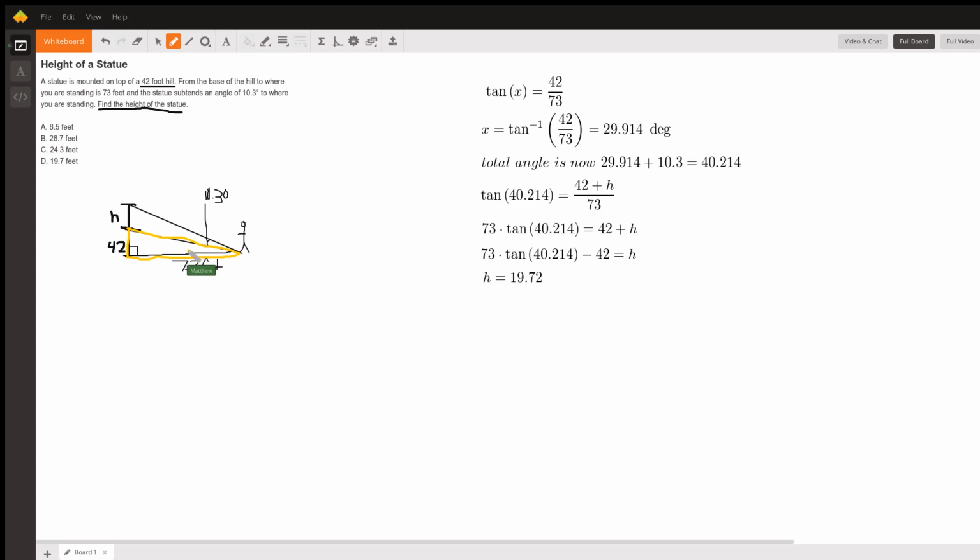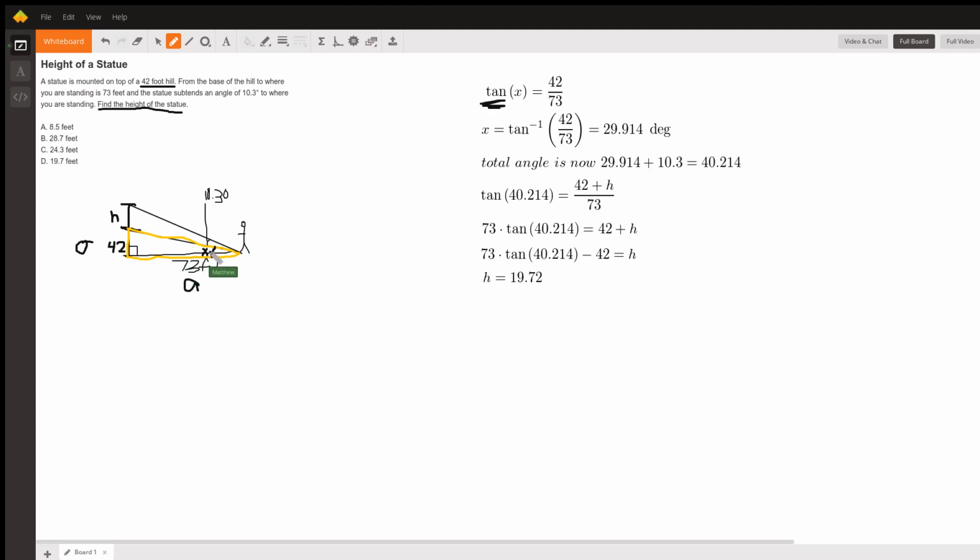Okay, so we have two sides, but we don't have this angle. That angle is really important for us, so let's try to figure out what it is. Let's call it x. In order to find x, we need to use our two sides. We know that 42 is the opposite side and 73 is adjacent to it. What trig function deals with opposite and adjacent? Well, that's tangent.